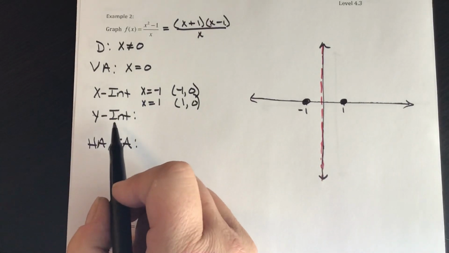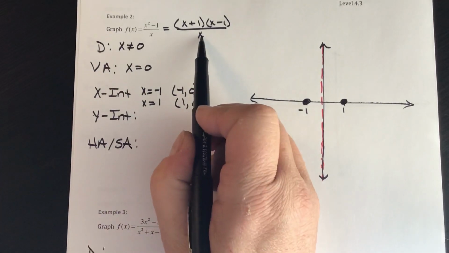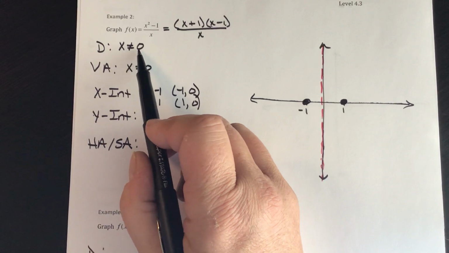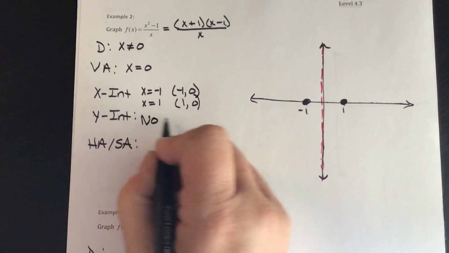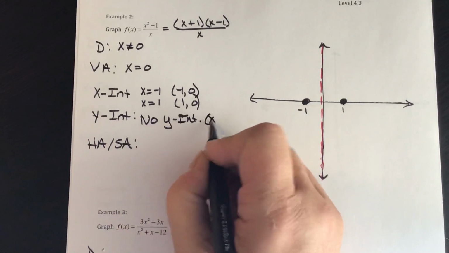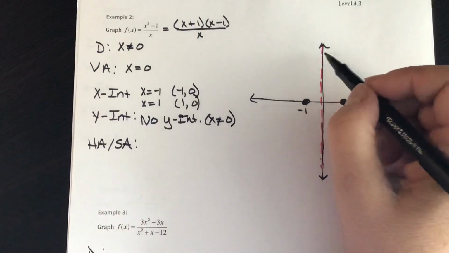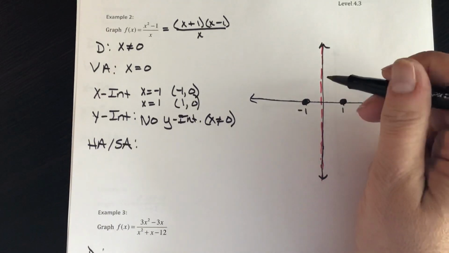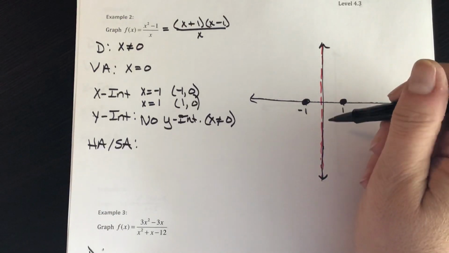Now for my y-intercept, I'm looking at what happens when x is 0. Because x equals 0 is not part of my domain, I'm not going to have any y-intercepts, because x cannot equal 0. That means I'm not going to cross this vertical line, which is the y-axis, so I'm not going to have any point that crosses or gives me a y-intercept.